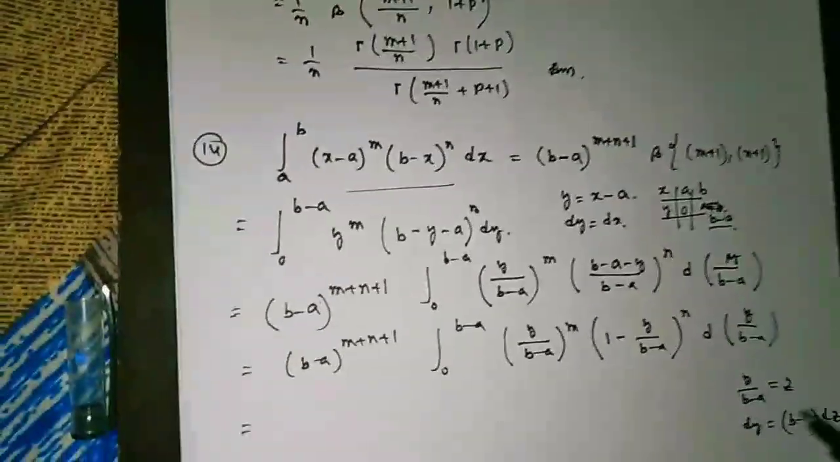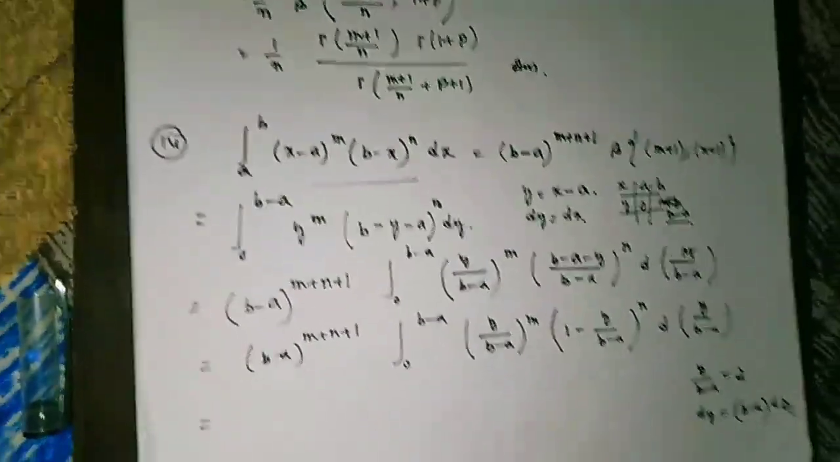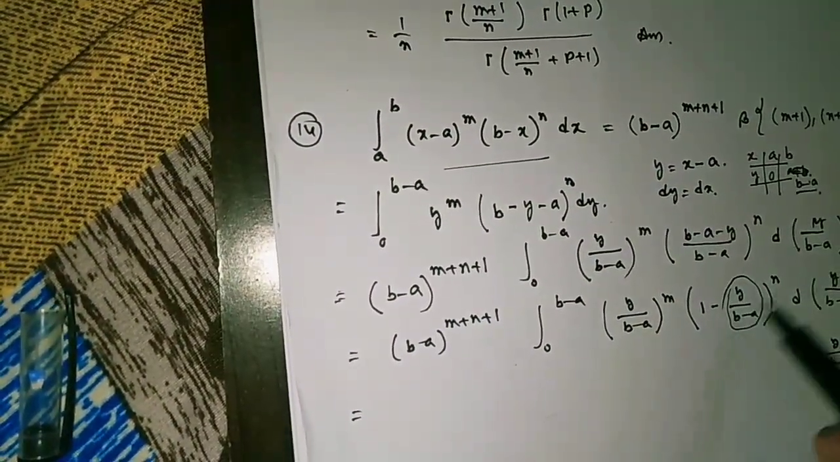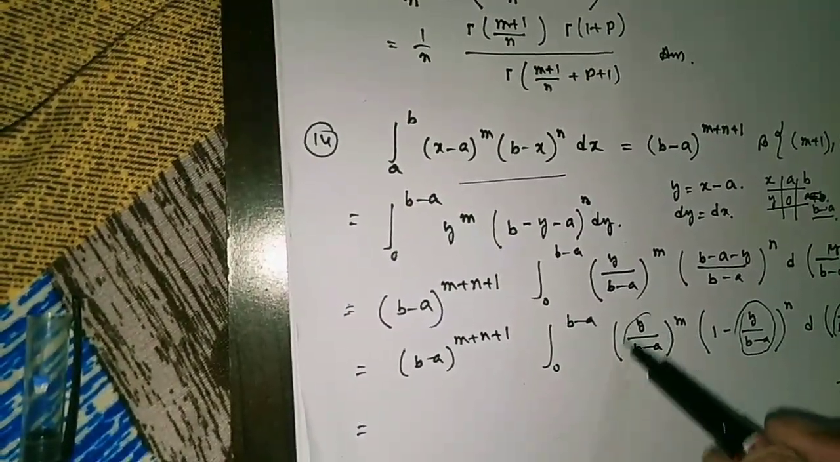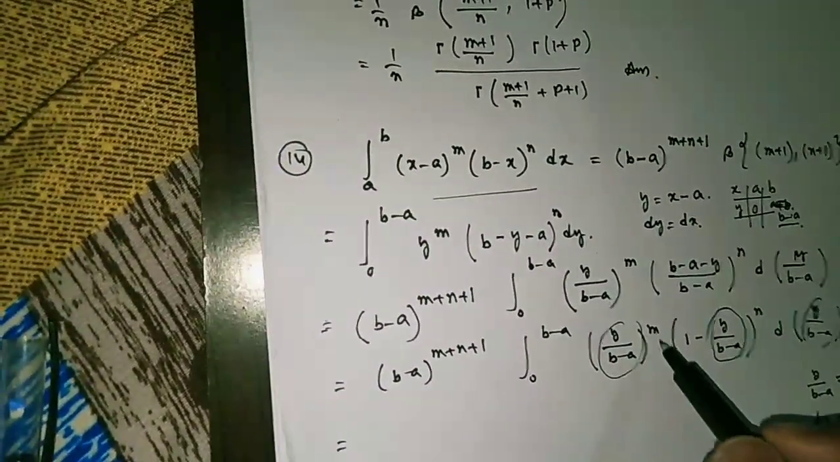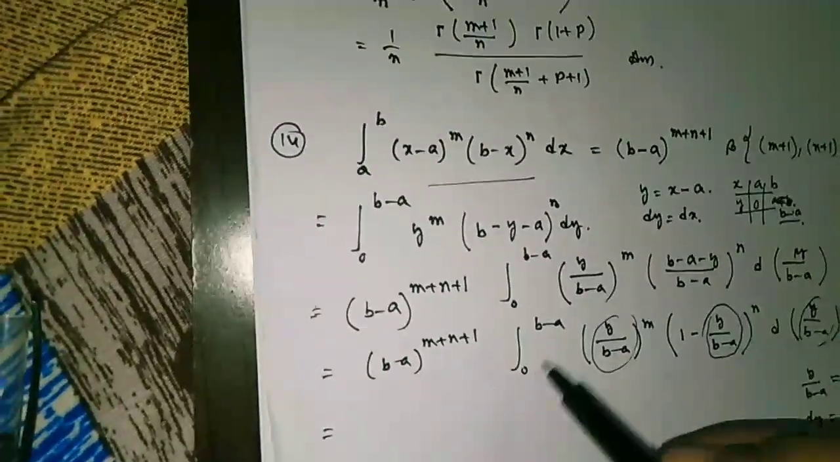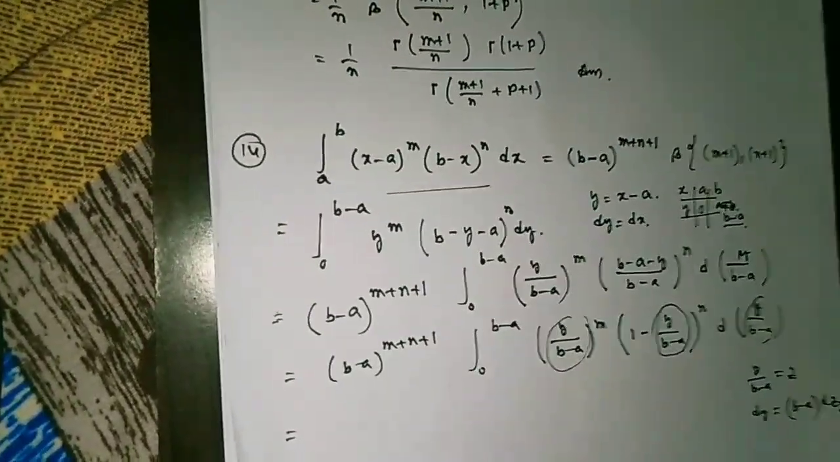Okay, one minute. You can take this step. If you don't want to take this step, that's no problem, because you can see here that (y by b minus a) to the power m into (1 minus y by b minus a) to the power n into d of y by b minus a. So this term is equal to z. If I consider it z, then z to the power m into (1 minus z) to the power n into d of z, and the limit will be 0 to 1. So it is very much clear that it is the formula of the beta function.